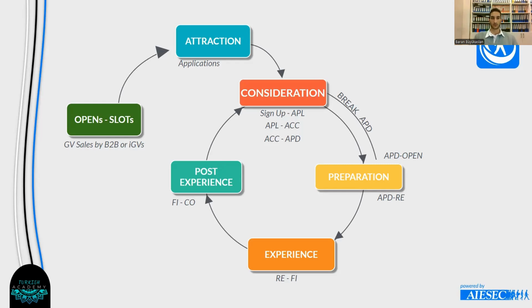IGVs are responsible for opening new slots, new opens. It's the most critical one, because we are not doing these types of exchanges or global volunteer projects with the opportunity providers for free. We have to do sales first. We have to get an income. Then after the sales, after the contracts with the opportunity providers, we will have opens, we will have slots. With these slots, we will have approvals and do an exchange. And these opens are coming from B2B and iGV.